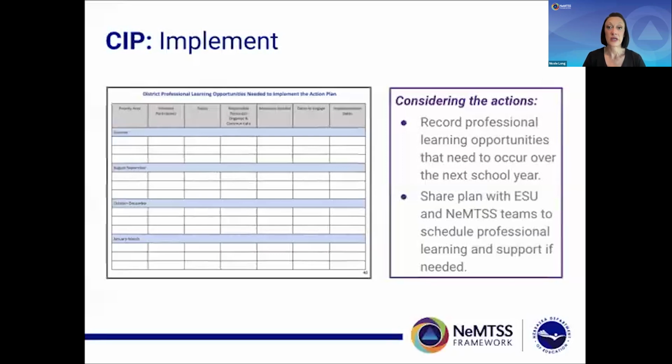Creating a professional learning plan that builds the capacity of the adults so all can confidently carry out the implementation plan to help reach the goals set is essential. Document the priority areas, intended participants, topics, responsible persons, resources needed, dates to engage, and implementation dates in the CIP template. This plan can be shared with ESUs and the Nebraska MTSS team to coordinate professional learning and support.